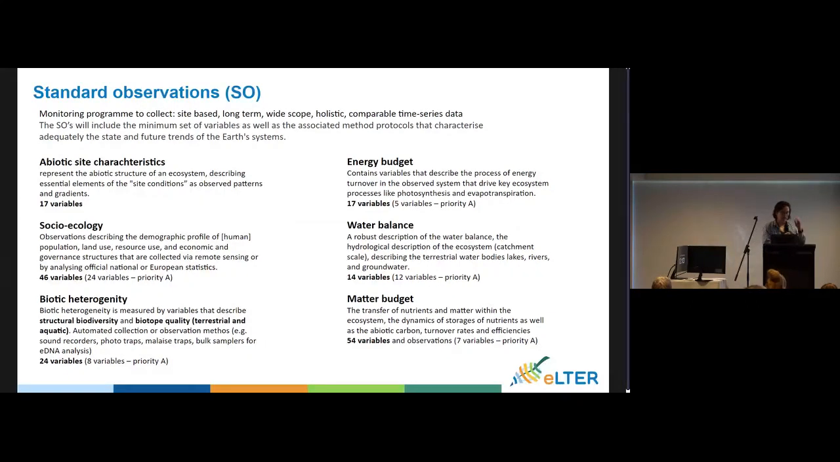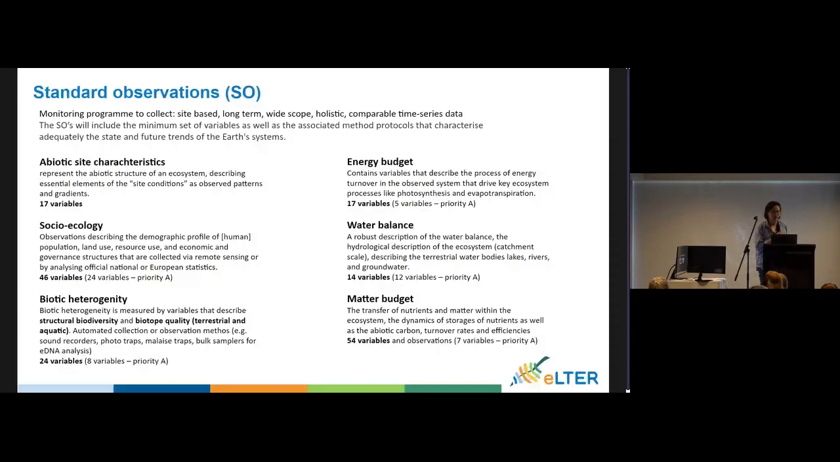There are already projects in Finland and Sweden that collect sound recordings, photo traps, malaise traps, and other bulk samplers, and then do eDNA or metabarcoding for the analysis. This is a good way of keeping the time series. You can always analyze the whole time series and then see if there are any trends. But this is very capacity consuming, and the amount of raw data will be huge.